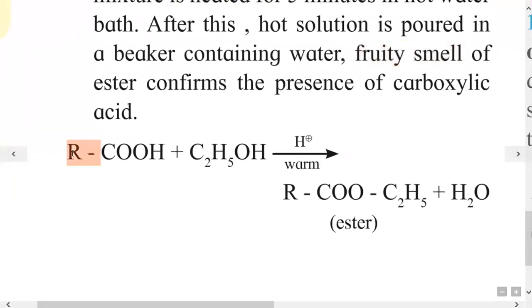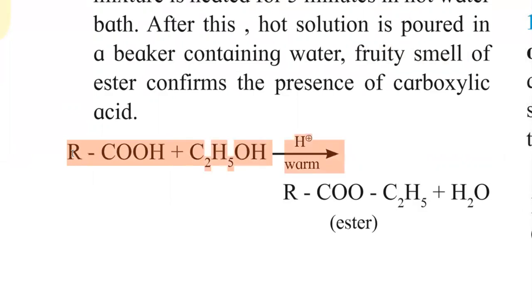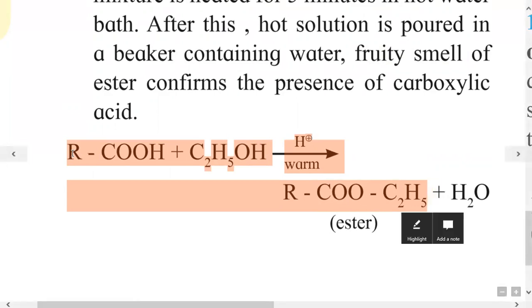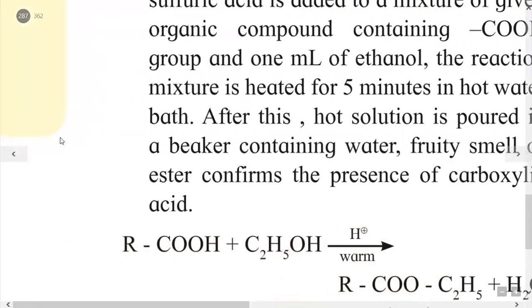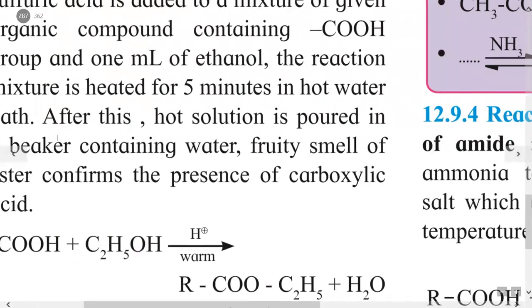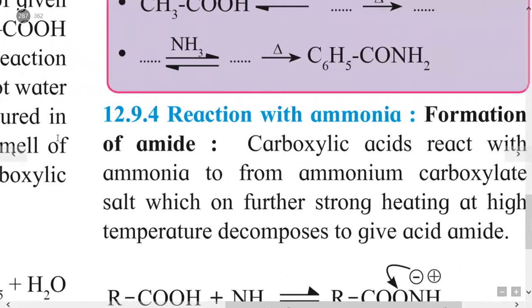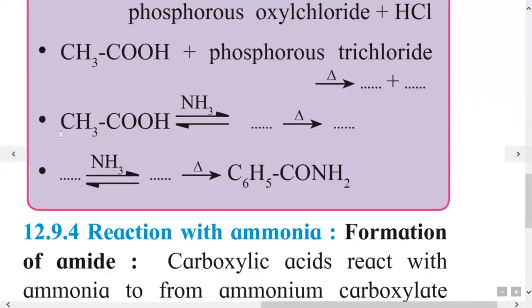Then we get a fruity smell of ester, and it confirms the presence of carboxylic acid in the given organic compound. The general equation is: RCOOH is the general formula for carboxylic acid. When treated with ethanol and concentrated H2SO4 and warmed, it gives the ester having general formula RCOOR', plus H2O. So this reaction indicates ester formation from the carboxylic acid. This is one of the important laboratory tests for carboxylic acids.